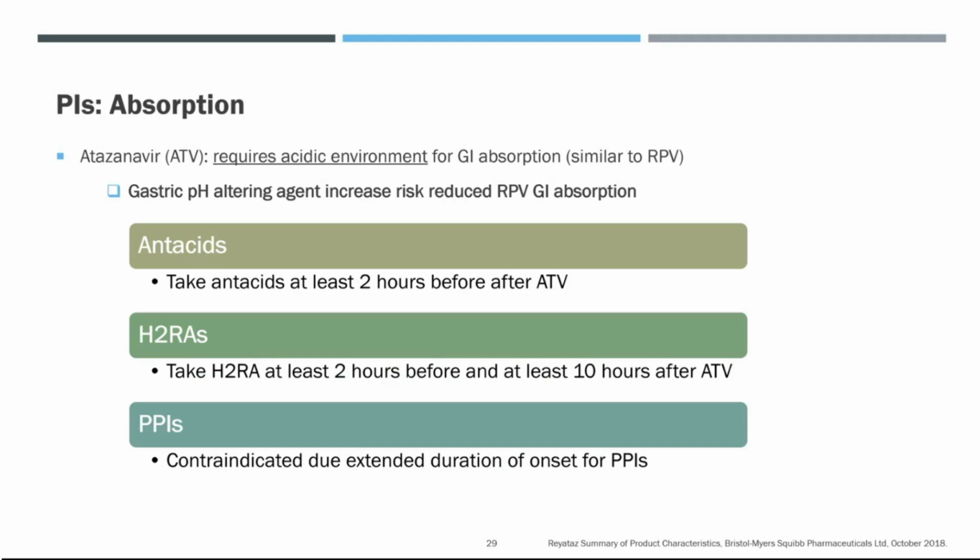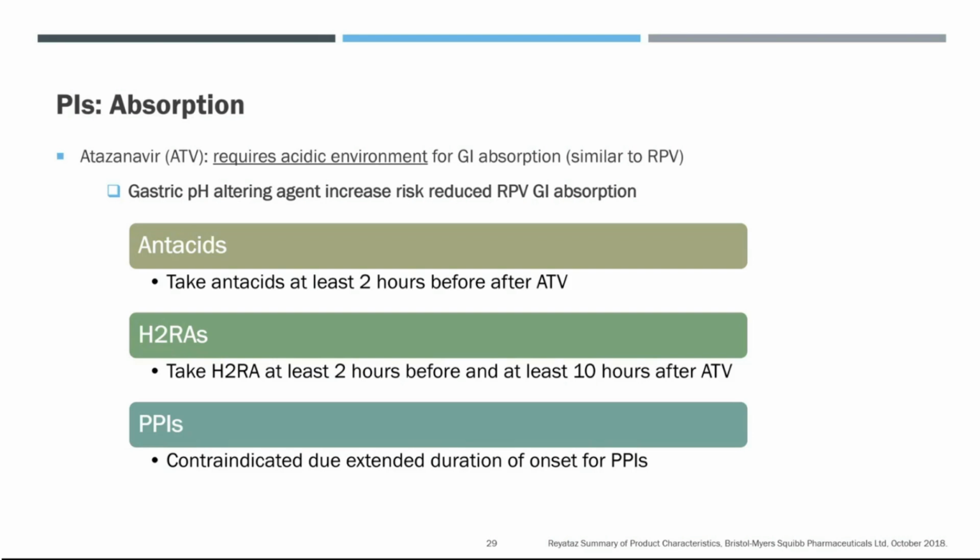So we're going to move on to the protease inhibitor, which is the most fun part, since it is very complicated. If you thought the famotidine thing was complicated, yeah, hang on tight. So for protease inhibitors, they are susceptible to absorption issues, especially for the atazanavir, since it requires an acidic environment for GI absorption, somewhat similar to the rilpivirine.